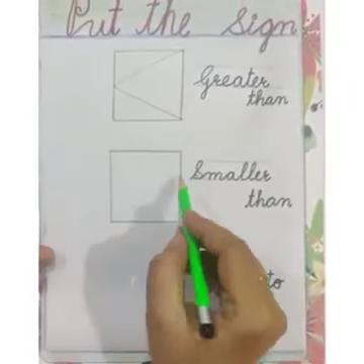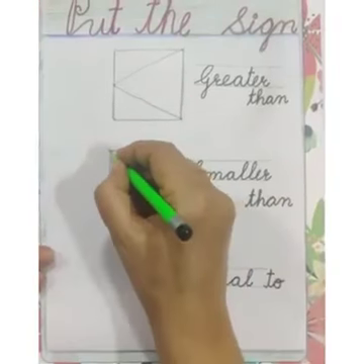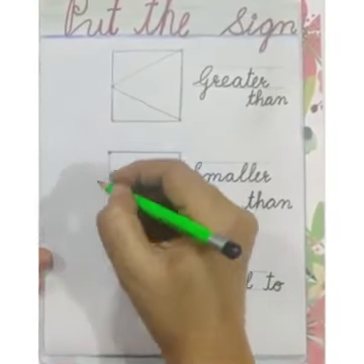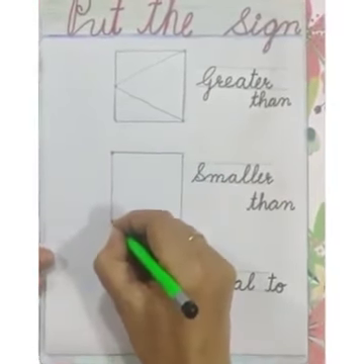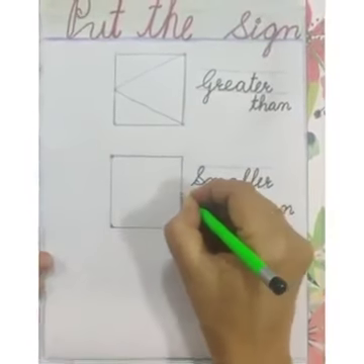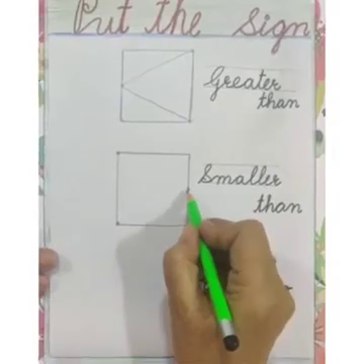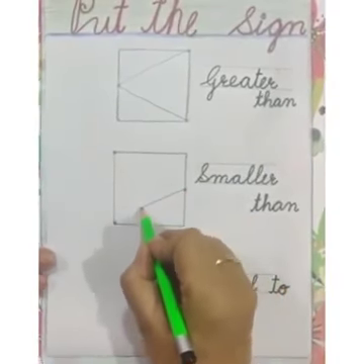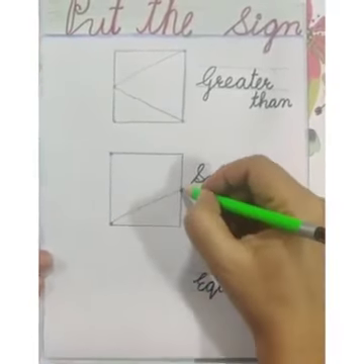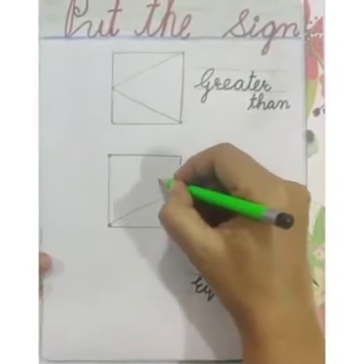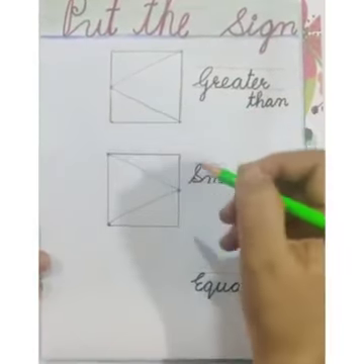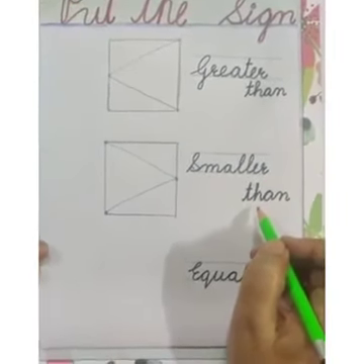This is a box. Now we will make two dots on the corner of this line and one dot in the center of this line. Now we will join this dot to this corner. Again we will join this dot to this corner. This is smaller than sign.